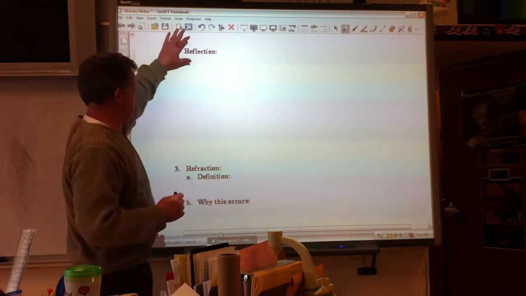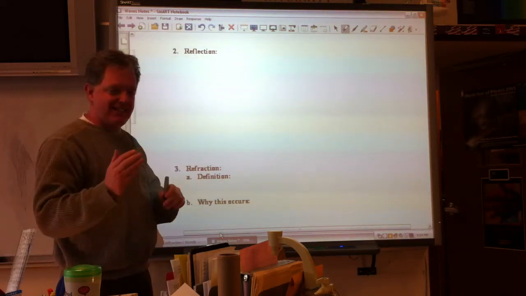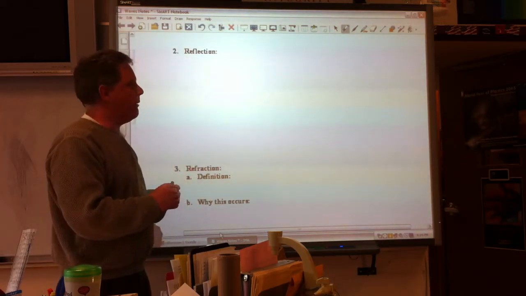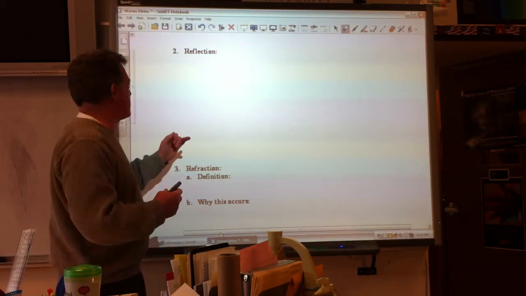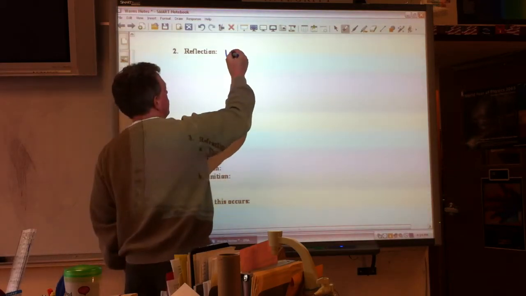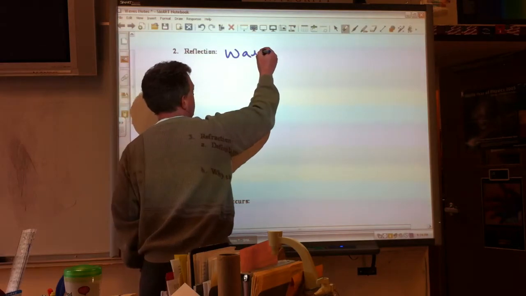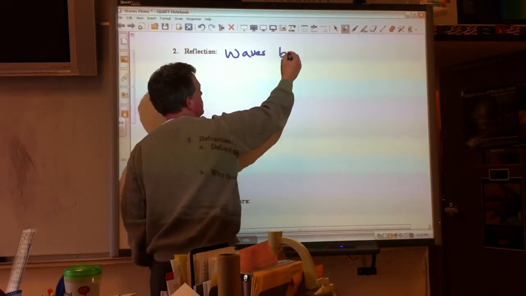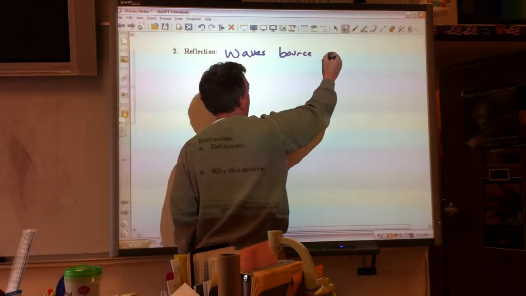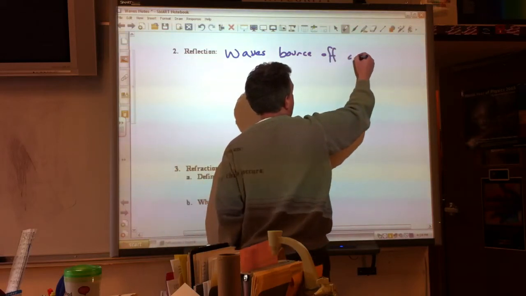Study is reflection and refraction. Instead of bending around behind the barrier, the wave might bounce off, and that's what reflection is. So for reflection, we're going to say that waves bounce off a barrier.